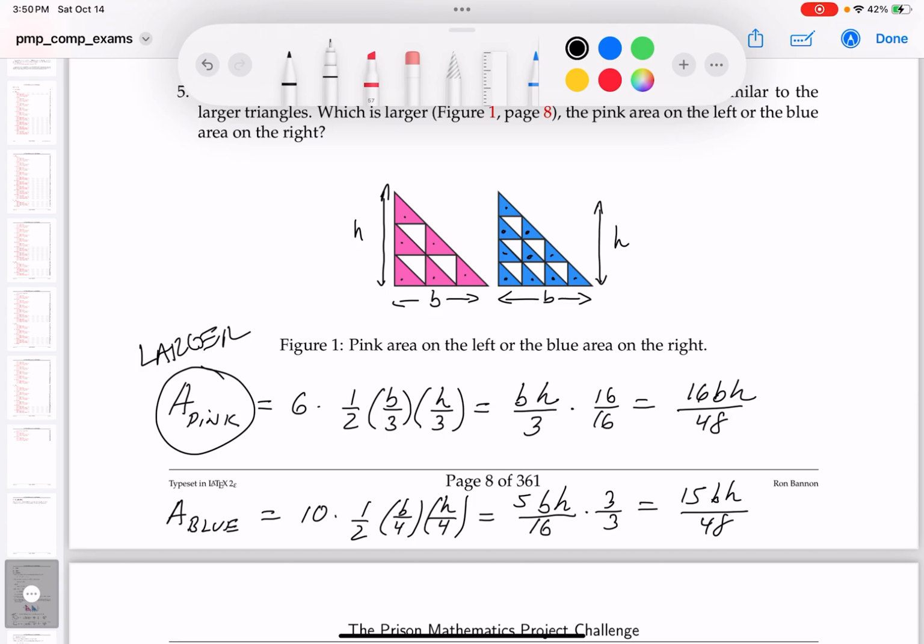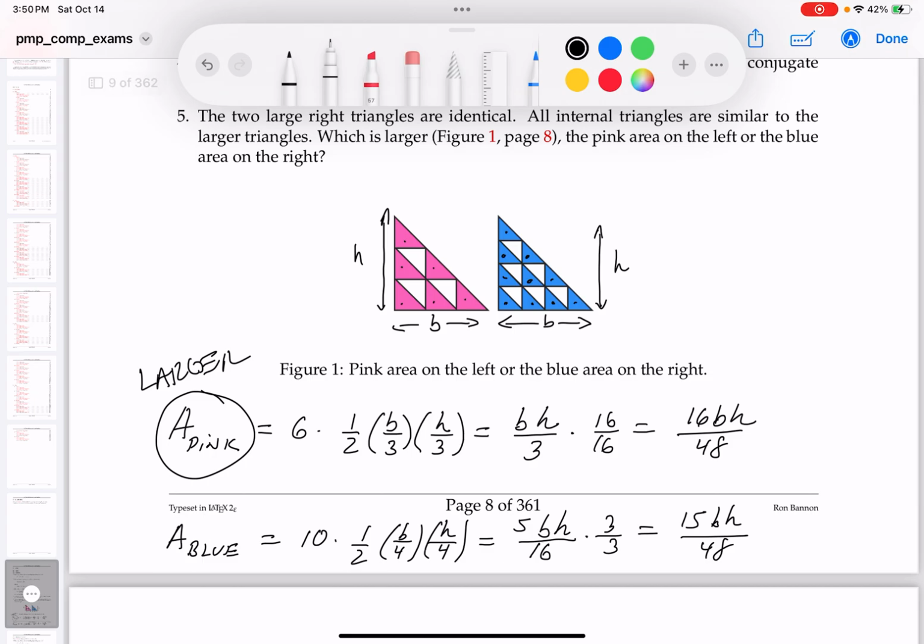All right, what's your question? Let me show you answer the question. 2 right triangles, identical. Which is larger? The pink triangles are larger than the blue one. What do you mean by area? Thank you.